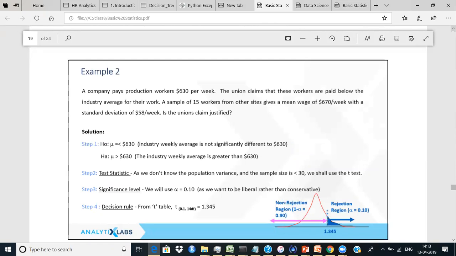The significance level says that alpha is 0.1. As we will always take it at 5%. So if you added that 5% on both sides and then got alpha, right? Sorry, we will always take alpha as 5%. But in this question, it says that we want to be liberal rather than conservative. I will explain what we mean by that when we come to this.